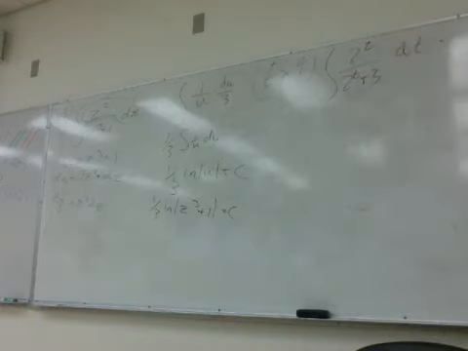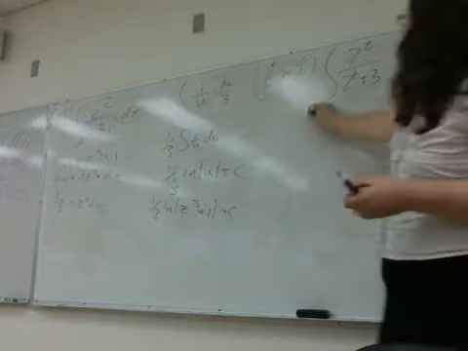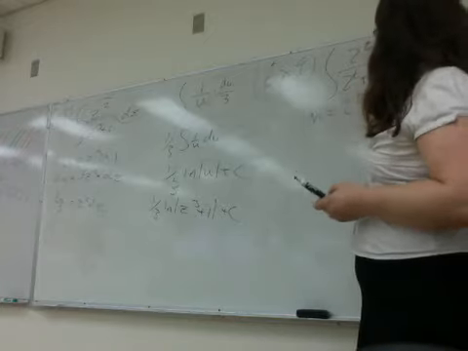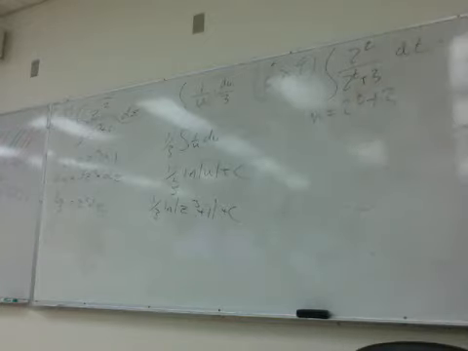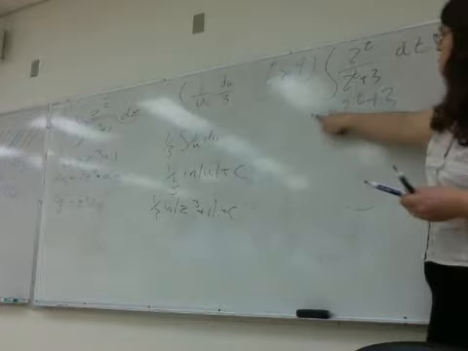Right? The key thing here, there's no composition of functions. We don't have one function inside another function, but we do have a fraction. And so we want to pick u to be whatever's on the bottom of the fraction. So I'm going to pick my u to be 2 to the t plus 3.